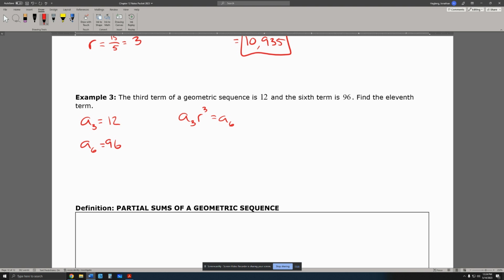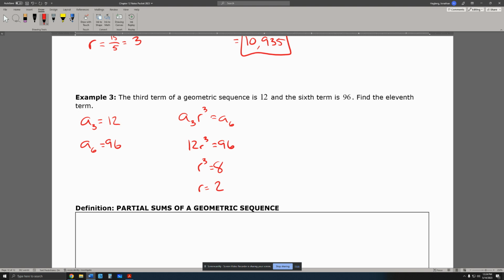So because we're moving 3 terms later in the sequence, from 3 to 6, we're going to multiply by the common ratio 3 times, and so we multiply by r cubed. So I know that a3 is 12, r cubed is equal to 96. Dividing both sides by 12, we get r cubed is equal to 8, or r is equal to the cube root of 8, or 2. So our common ratio is 2. So then we can plug this in.